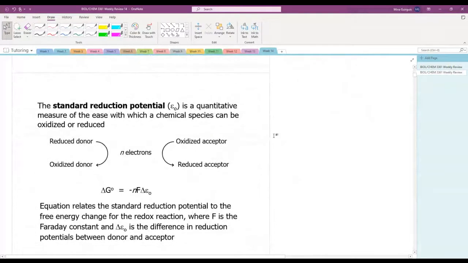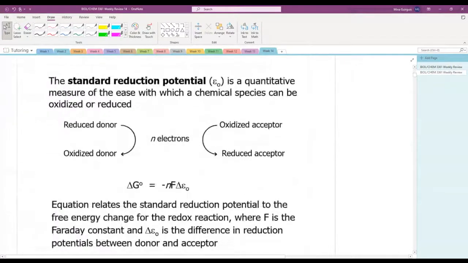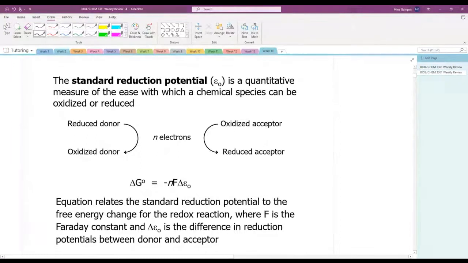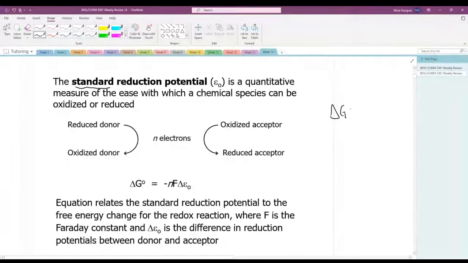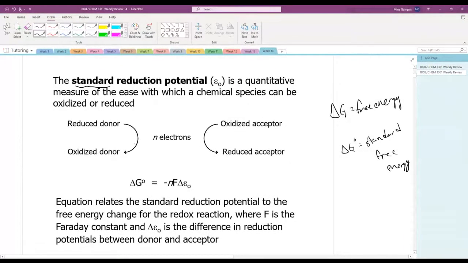Standard reduction potential, which we use the Greek letter epsilon naught for, where the naught refers to standard. Delta G is free energy, whereas delta G naught is standard free energy. Same thing here, except it's a subscript instead of a superscript. So basically what we see is the basics of redox reactions.